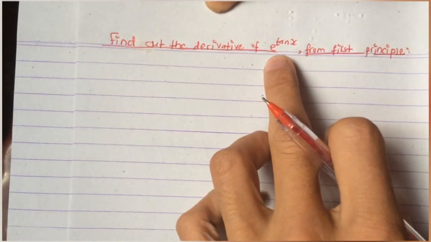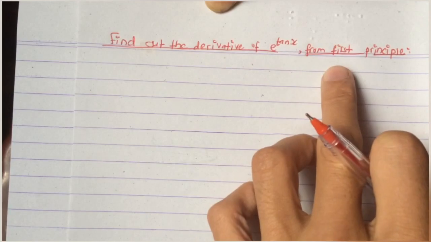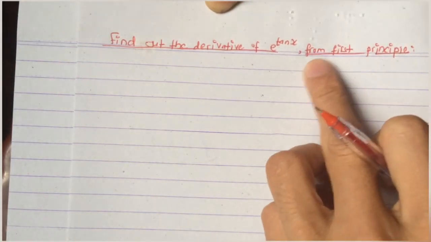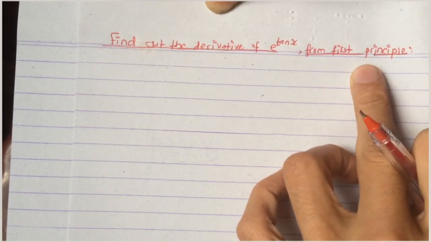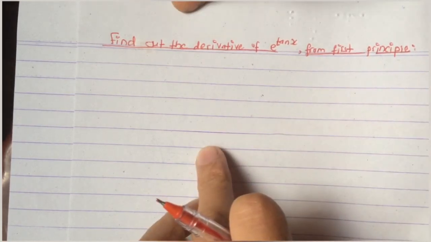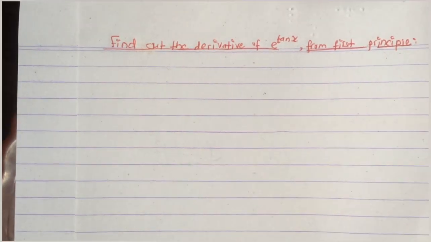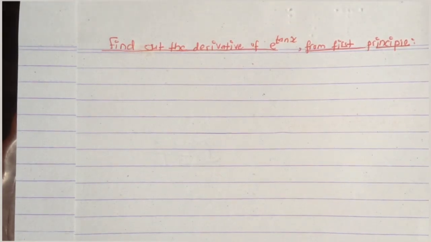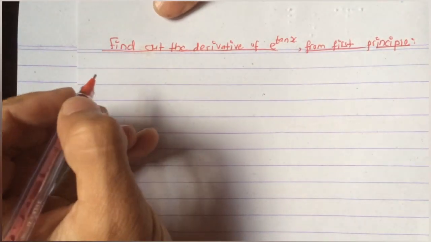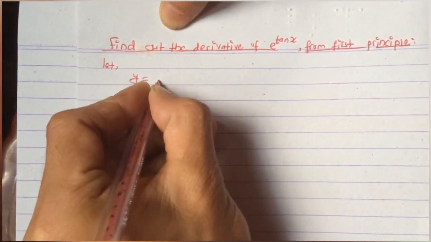In this video, I will show you how to find the derivative of e^(tan x) from first principle. Or you can also say the derivative of e^(tan x) from the definition. Definition means from the definition of derivative. For this, suppose the given function is y equals e^(tan x). Here x is the variable.